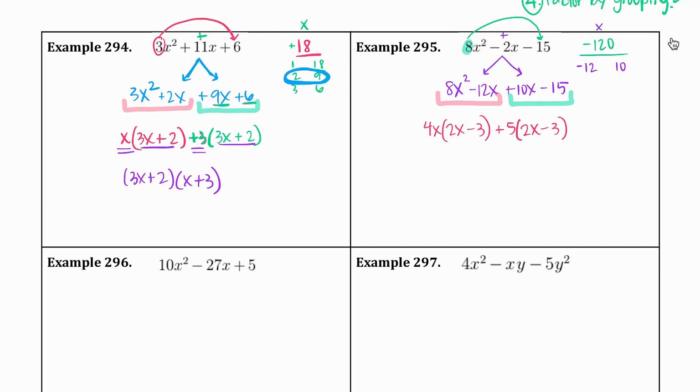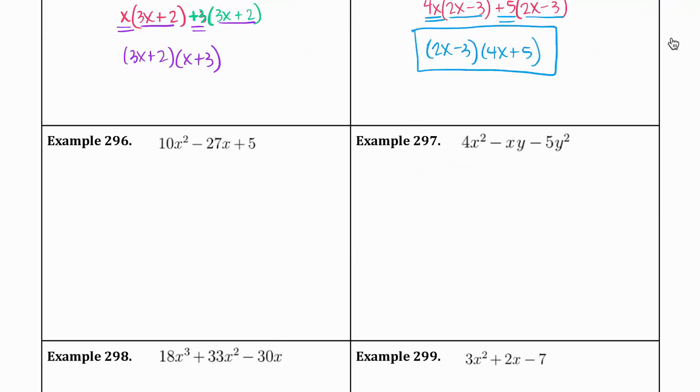We've got our binomial that's matching, so we can factor that out now. We have a 2x minus 3. If we factor that out, we're left with 4x plus 5. We could check our answers by redistributing back out, but those two binomial factors are our answer. This quadratic is fully factored.